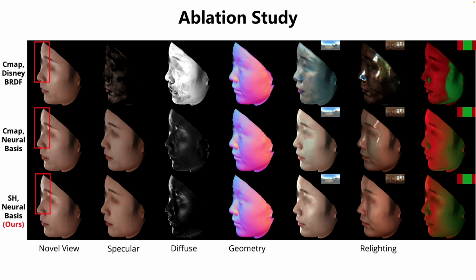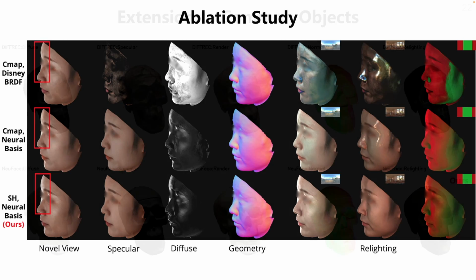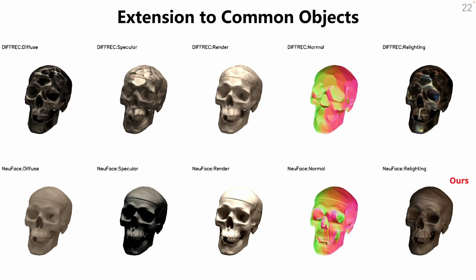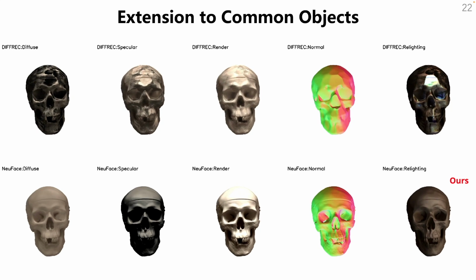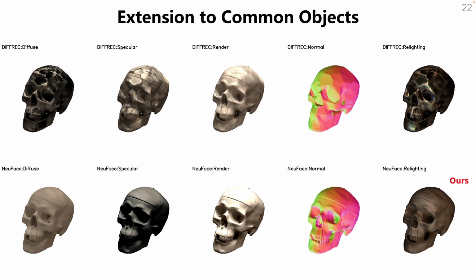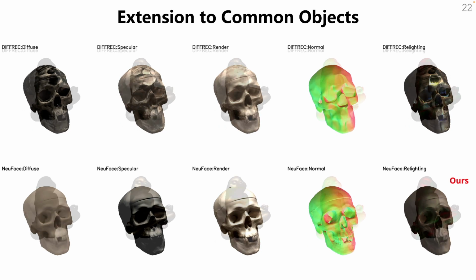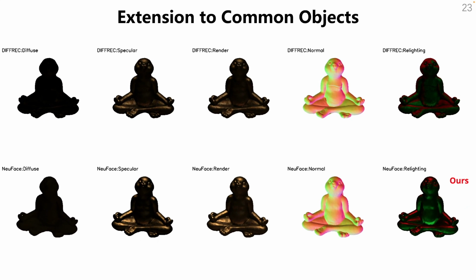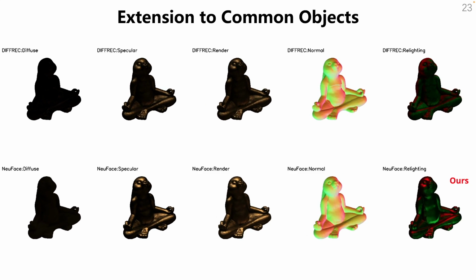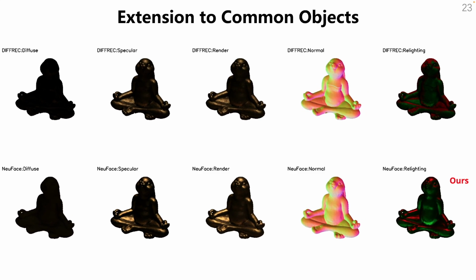We also compare SH lighting with CubeMap. As the second and third rows show, in the under-constrained settings, CubeMap fails to accurately relight faces under new environment maps. In contrast, NeuFace can well adapt to arbitrary lighting conditions. NeuFace also demonstrates a decent generalization ability to common objects. It achieves more impressive reconstruction and factorization qualities than the compared Diffrecon method. Impressive results have been achieved even on complex scenes, demonstrating the robustness and effectiveness of our approach.